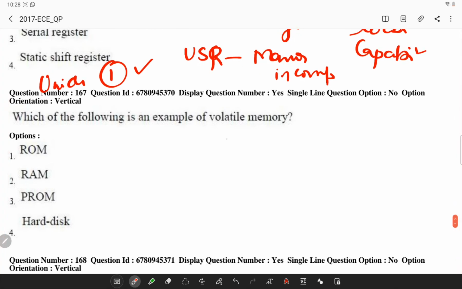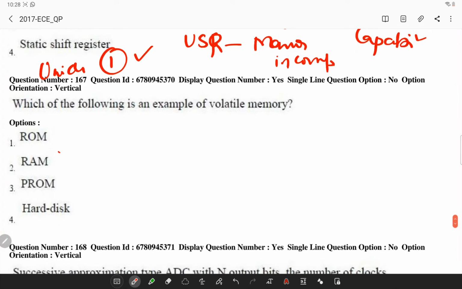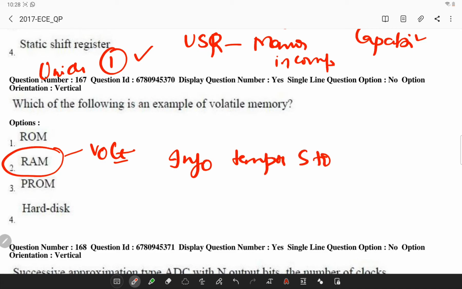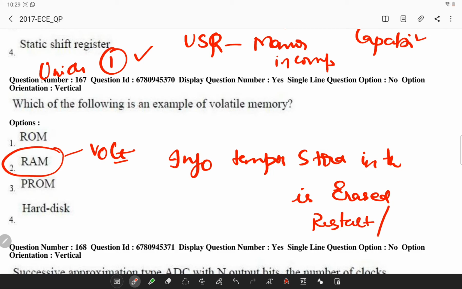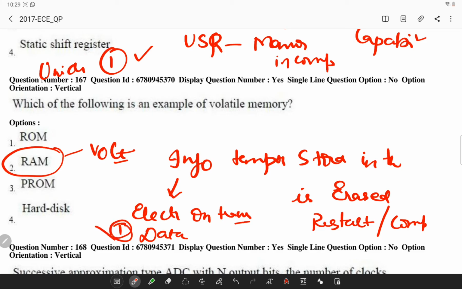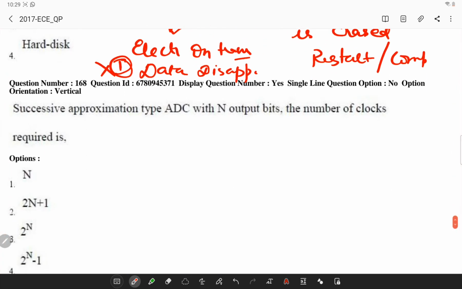So which of the following is an example of volatile memory? So here if you observe, RAM is a volatile memory because in this the information is temporarily stored in the module and is erased immediately when you restart the computer. Because the information basically in this case is stored electrically on transistors, and when there is no electric current, data will disappear.